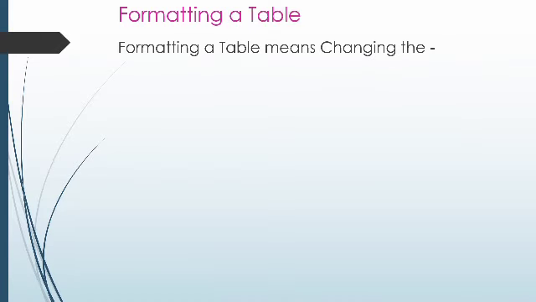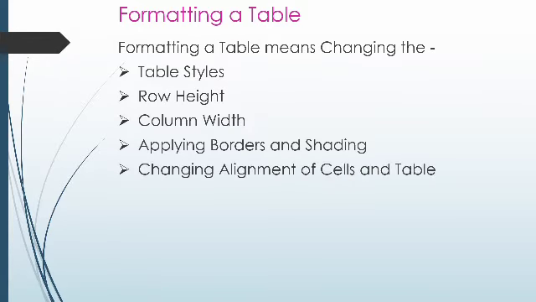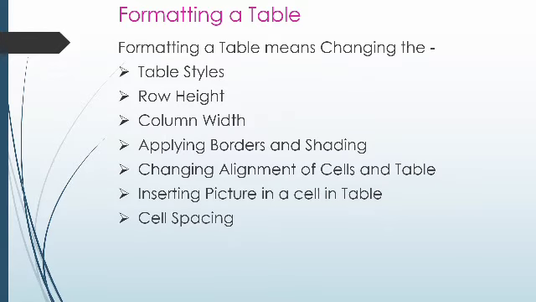Formatting a table. Formatting a table means changing the table styles, row height, column width, applying borders and shadings, changing alignment of cells in table, inserting picture in a cell in table, cell spacing, resizing a table. So we'll be seeing all this and see the practical done on the screen. Also the table alignment.